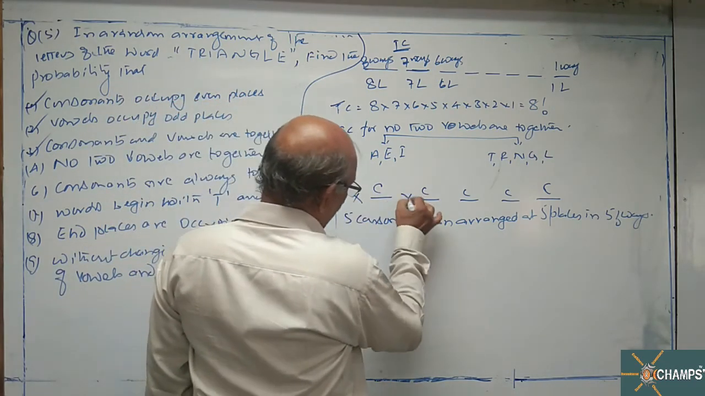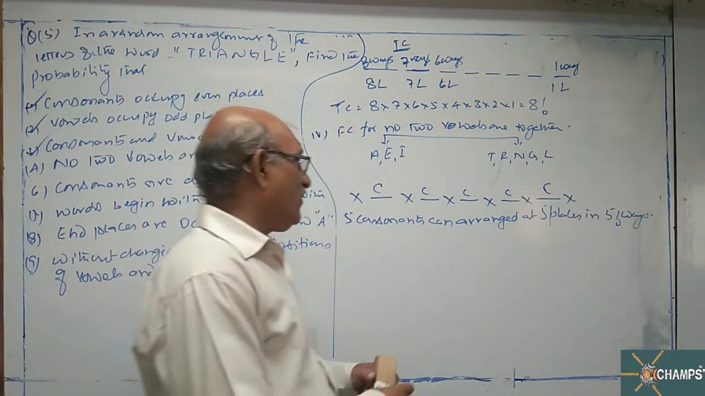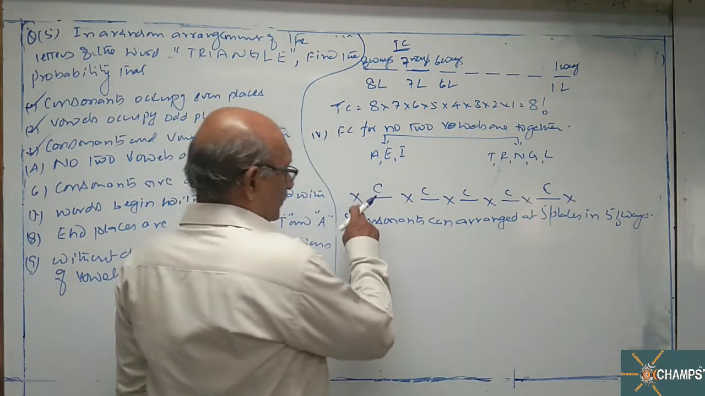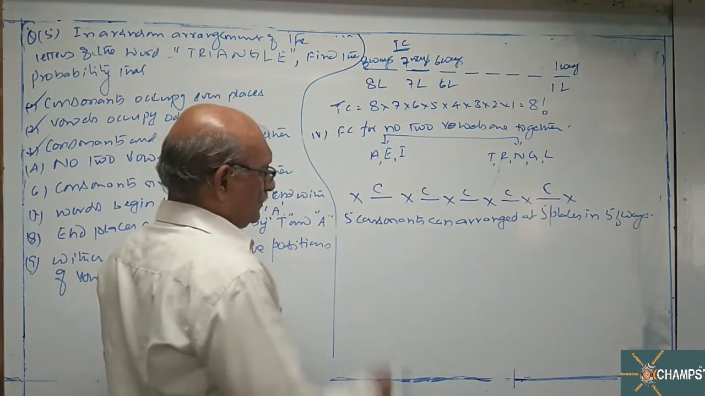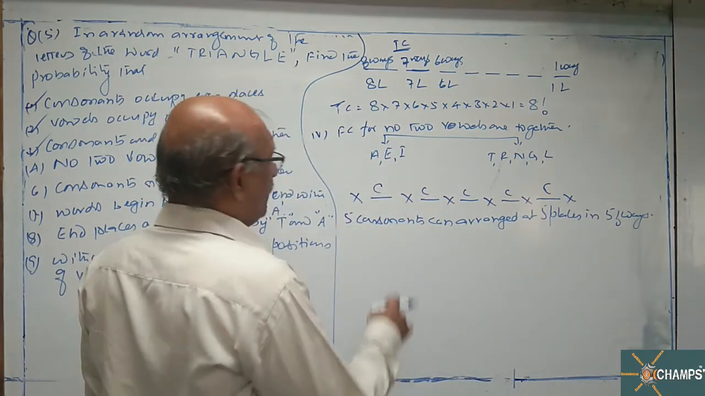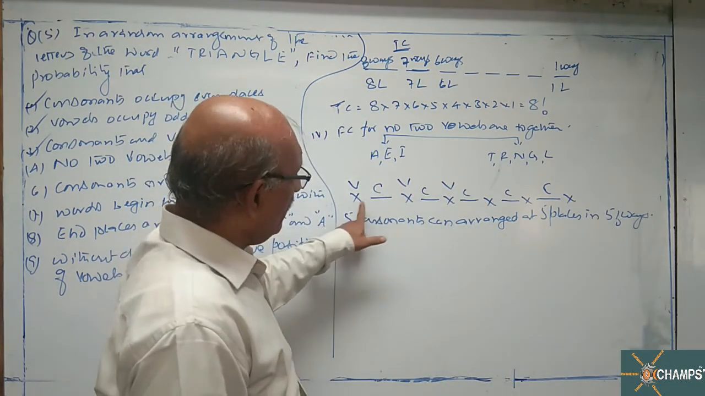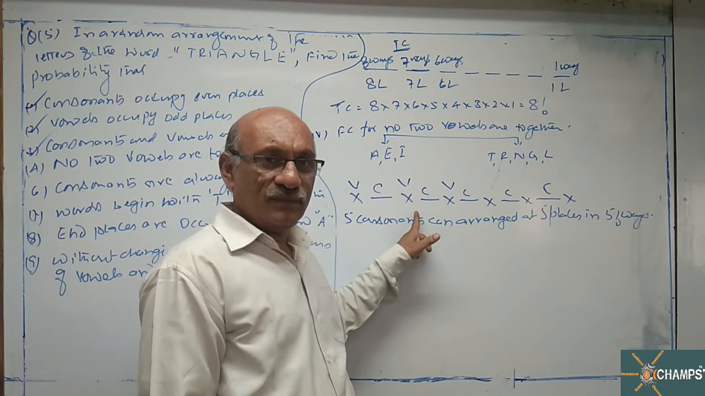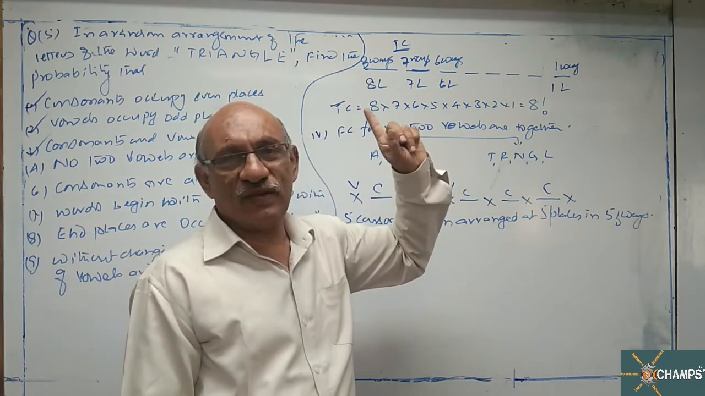Now look at the places we have between the consonants, including the first place and the last place. 1, 2, 3, 4, 5, 6. 6 places we have. At these places, if I put vowels this way, between two vowels there is a consonant. Here also between two vowels there is a consonant. It means no two vowels are coming together. You can take any 3 places out of 6.